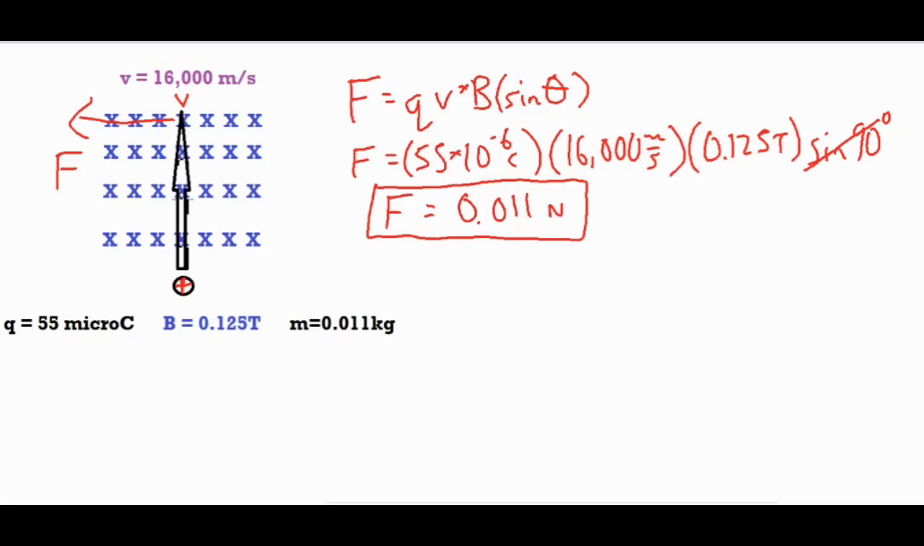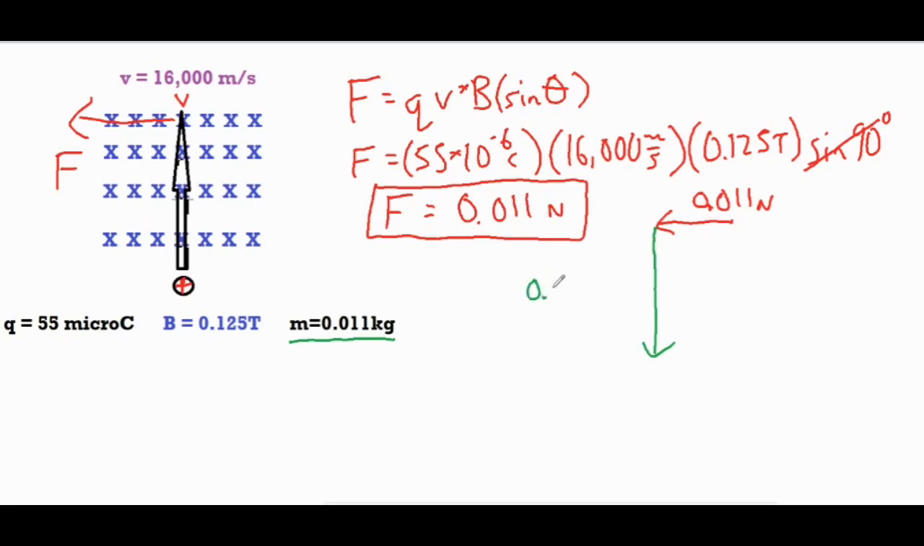Now, if you were just doing a regular QVB problem, you'd be done, and that would be your magnetic force. But in addition, we are also going to include the force of gravity. So we have a mass over here. So what we're going to do is we're going to use our forces and connect them tip to tail as we do with vectors. So we'd have this force over here of 0.011 newtons.